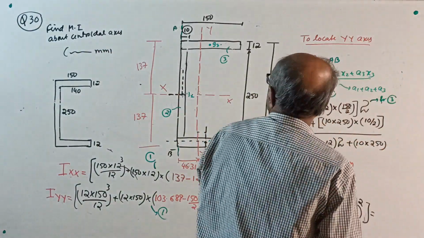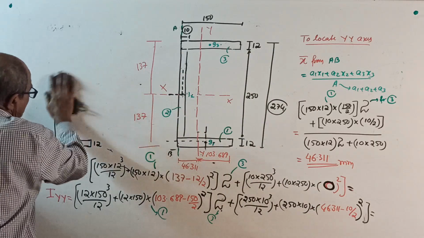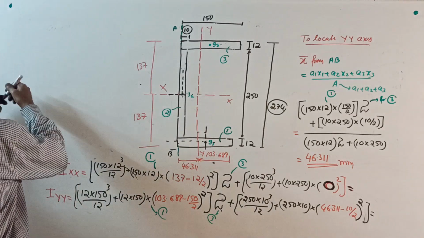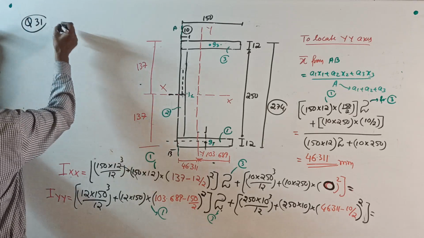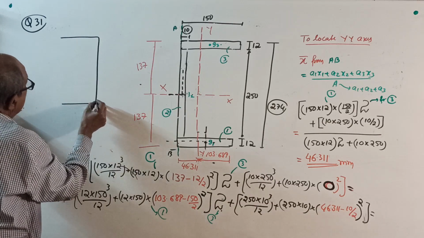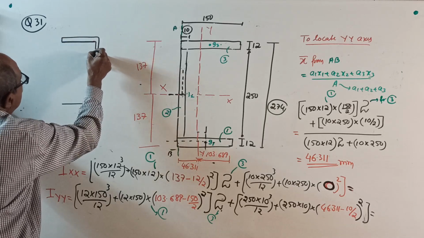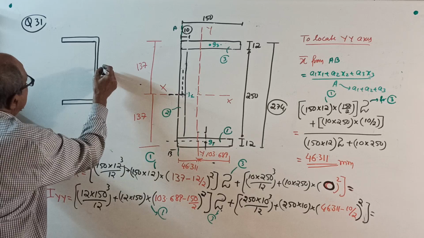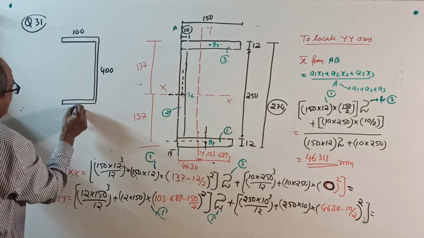Okay, now I will do one thing now, question 30 over. Question 31, what I will do is, I will give a channel section now. I will tell you what I am going to do, but I will write first, question 31. I will take a channel this way. Symmetrical. This I will make 400, this I will make 100, this I will make 100.